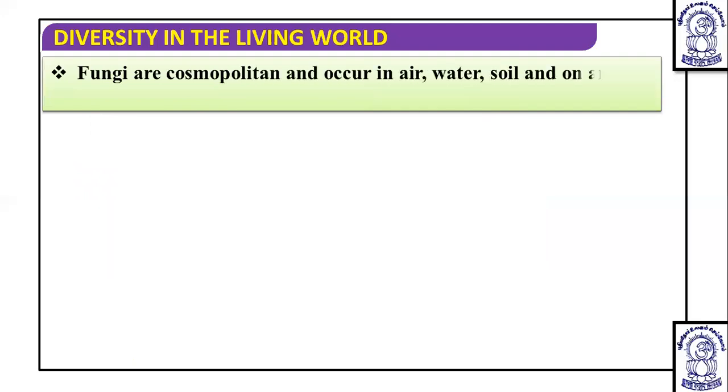Till now I have been making you understand what a fungus is. We have studied that they show great diversity in morphology and habitat. In habitat also they are cosmopolitan, meaning they are found everywhere. They occur in air, water, soil, and on animals and plants. Because they are found everywhere, they are known as cosmopolitan, and they show great diversity in habitat as well.